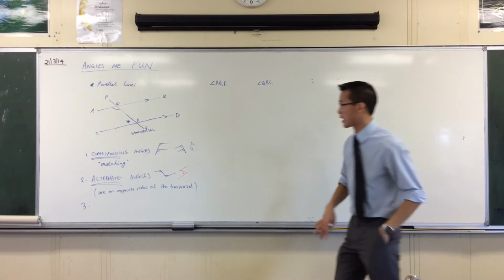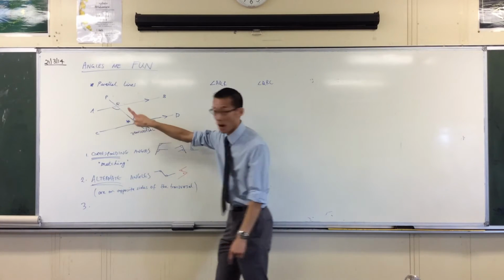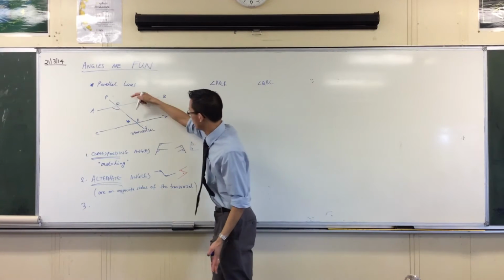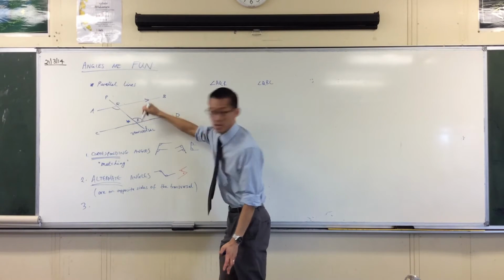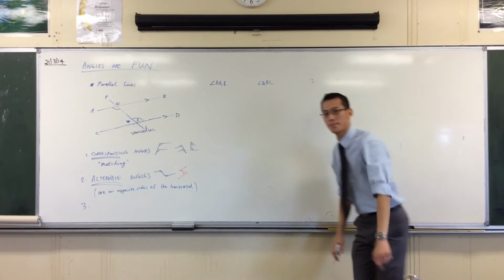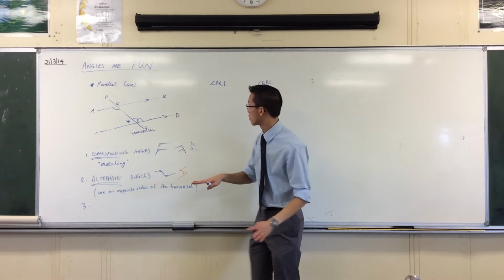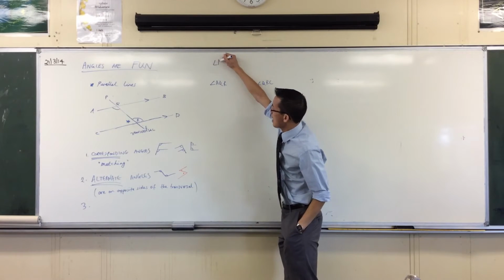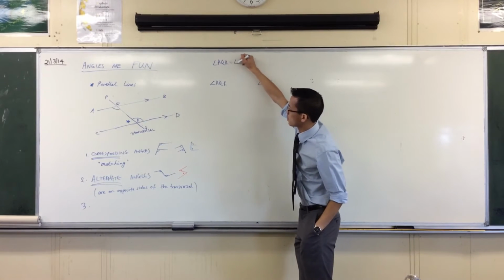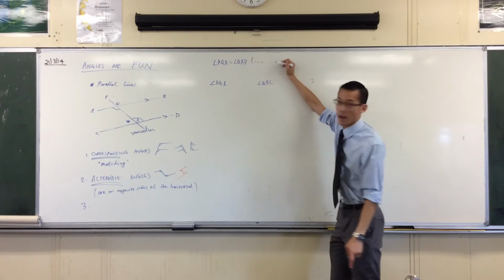So here's what I want to look at. We've already established that AQR is equal to QRD. Yes? What was the reason? What did we call them? Yep, alternate. Good. They're all on opposite sides of the transversal. So I can say angle AQR is equal to angle QRD because they're alternate. And if I had time, I would write out that reason.